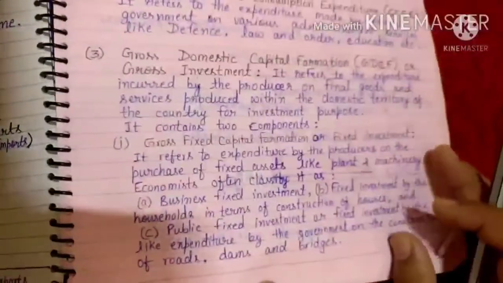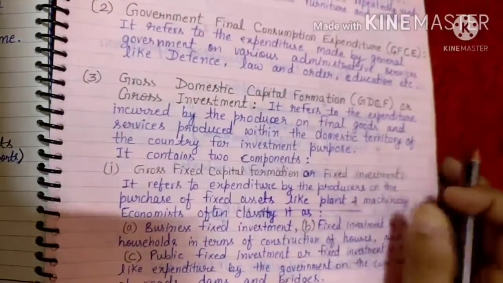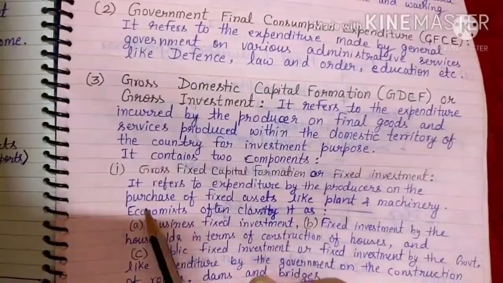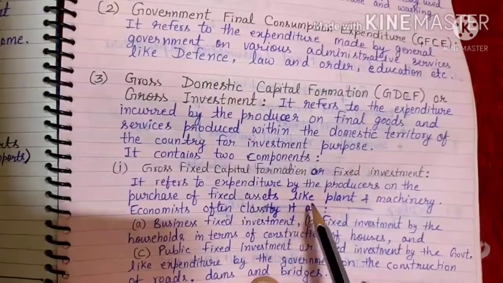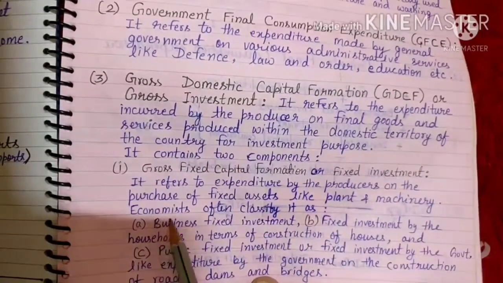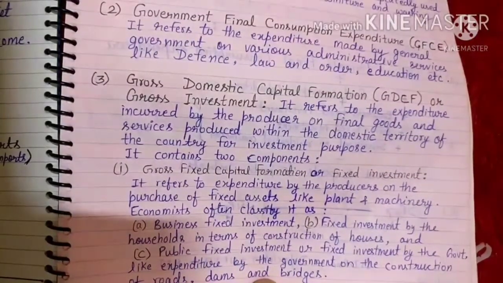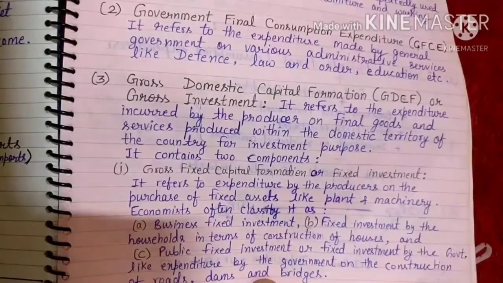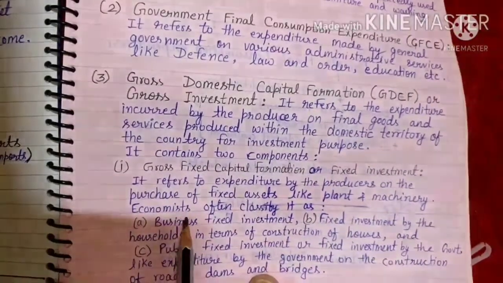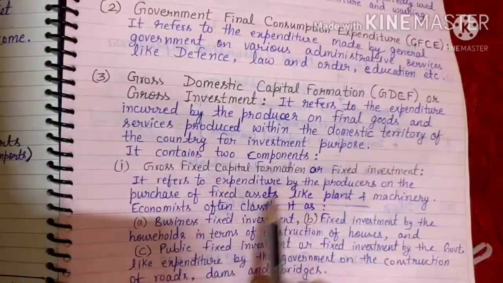What is this gross fixed capital formation? You can say gross fixed capital formation, or you can say fixed investment, as the word fixed is coming here. So what does fixed mean? It refers to the expenditure by the producers on the purchase of fixed assets. If you are the owner of a firm and you are going to produce something, you need machines, plant and machinery, and other fixed assets. Land also you need. So these are called fixed. It is expenditure done on fixed assets, and it comes under gross fixed capital formation.